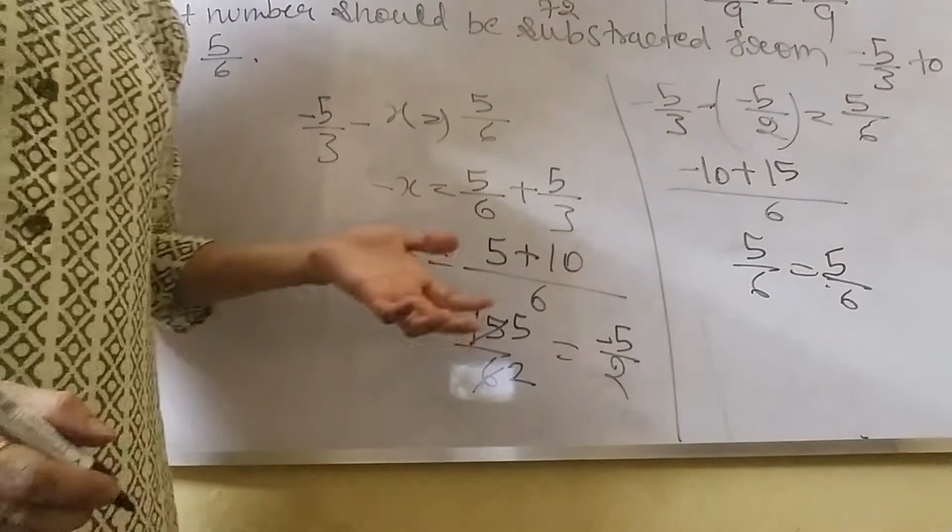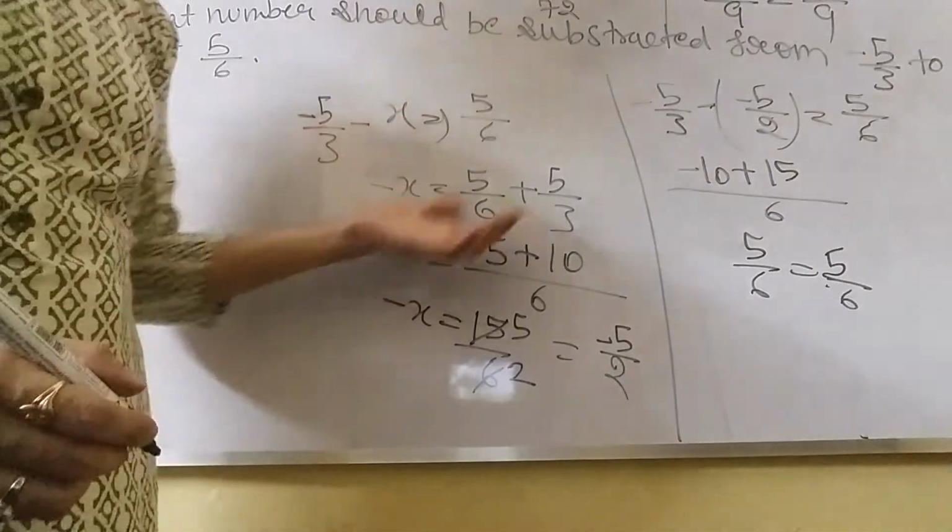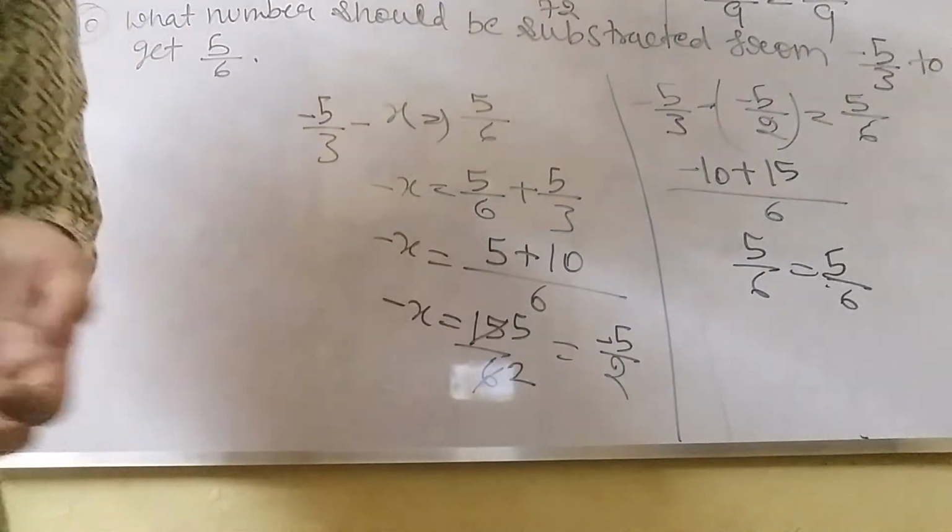So that is how we can say that by letting the other number be x, we can find the value of the other number.